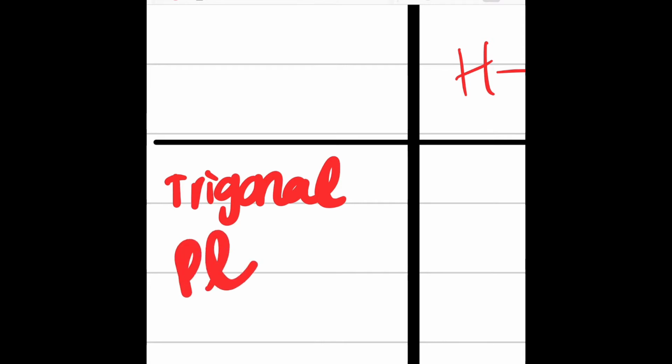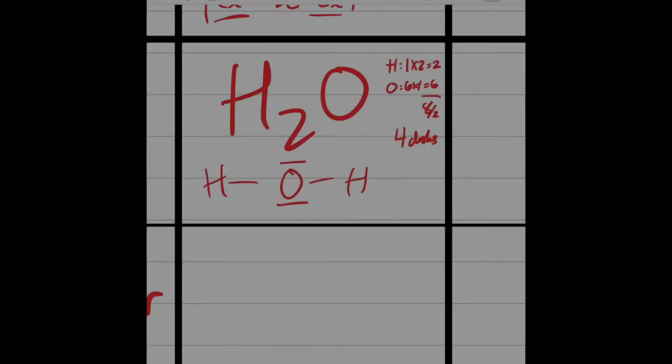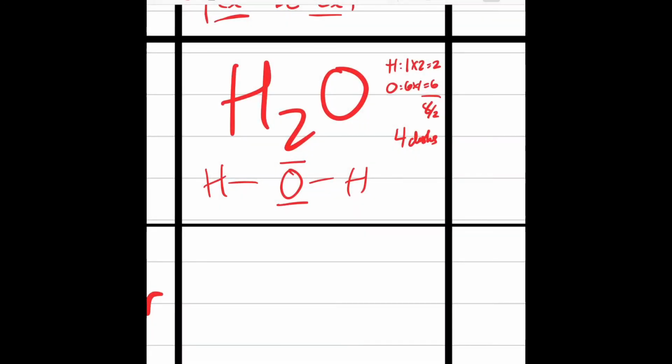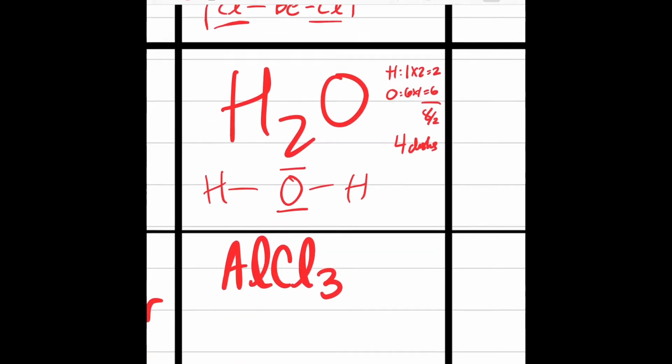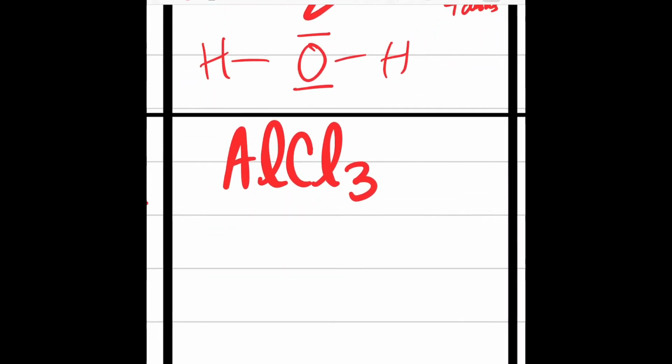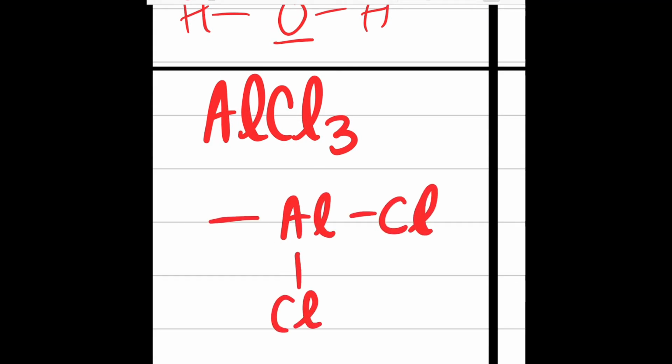The next one is trigonal planar. Okay, now planar in geometry means flat. So the example for trigonal planar is AlCl3. Now this is a special case, just like it was with beryllium. Beryllium only has 2 valence electrons. Aluminum only has 3. So aluminum's only going to have 3 pairs coming off of it.